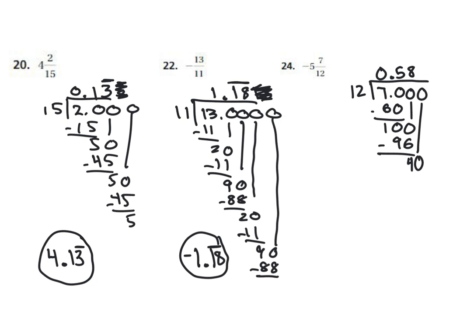12 goes into 40 3 times. 3 times 12 is 36. So we take away and bring down a 0. And now you can see that that 3 is going to repeat. Let's go back to the original problem. We had negative 5 as a whole number, and our decimal would be 0.583 with the repeating sign over the 3.